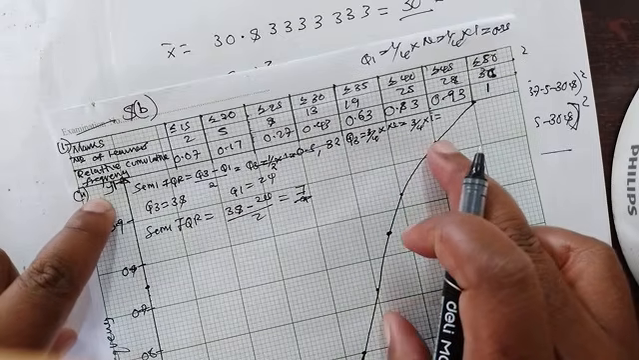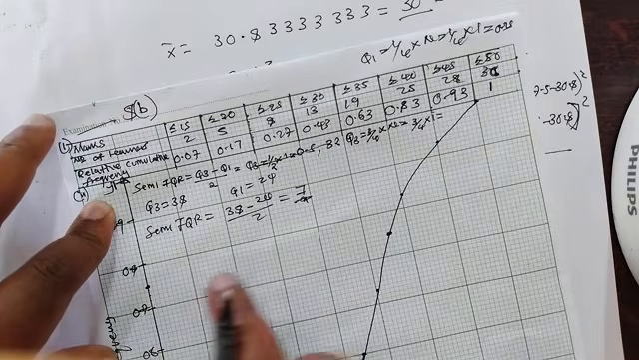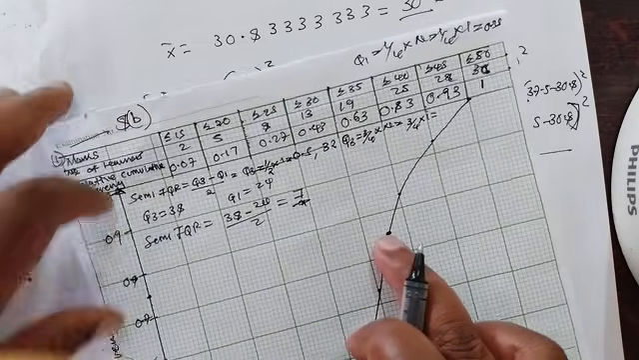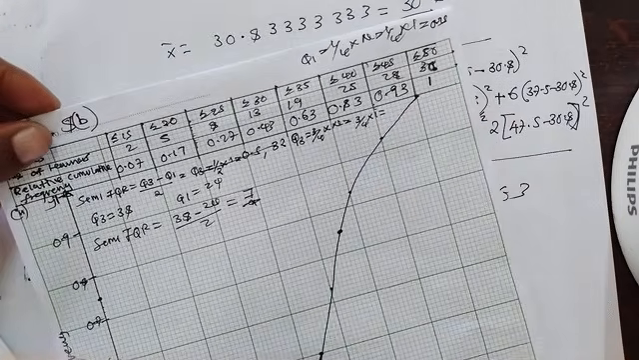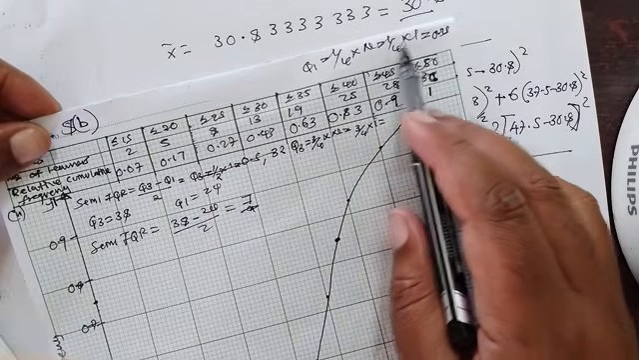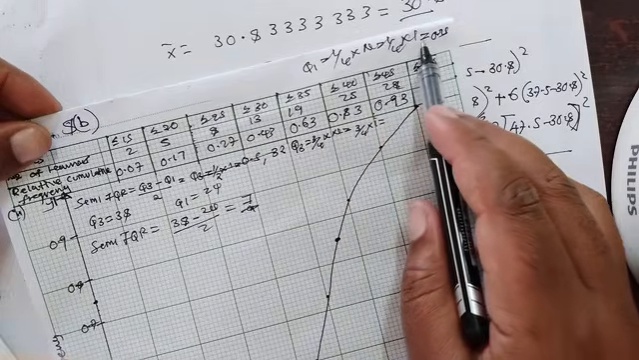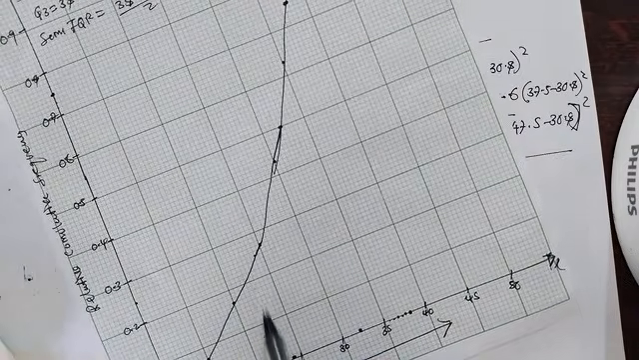0.75. Okay? You get 0.75, you go to 0.75 until you meet the graph, then come down here and you find the value. Then the lower quartile is 1 over 4 times n. Our n is 1. 1 over 4 times 1 is 0.25. Then you come to 0.25 here, meet the line, come down. Okay?